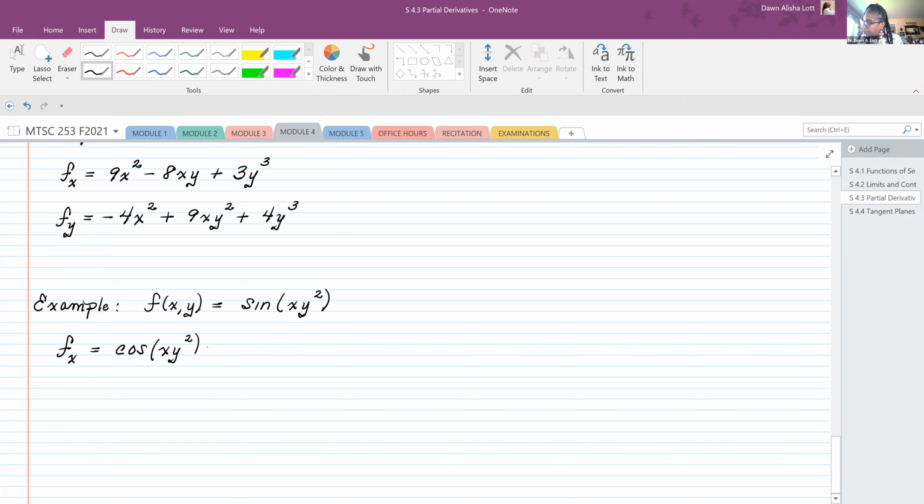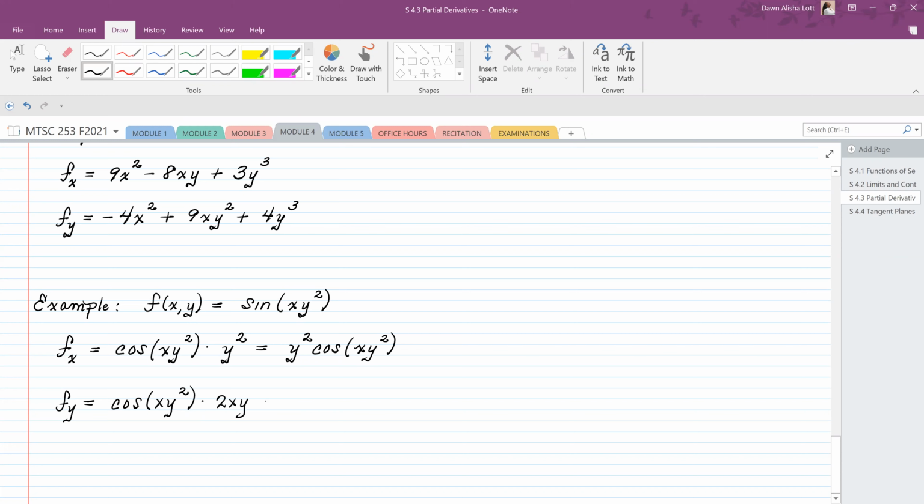But I've got to multiply by the derivative of what's inside with respect to x, and that's just y squared. So I get y squared times the cosine of xy squared. When I take the derivative with respect to y, I get the cosine of xy squared, but times what? 2y. Okay, but you still have to keep the 2yx. 2xy, yes. So you get 2xy.